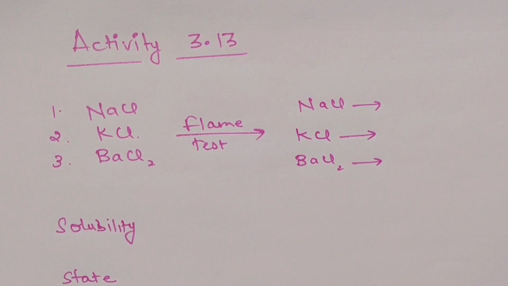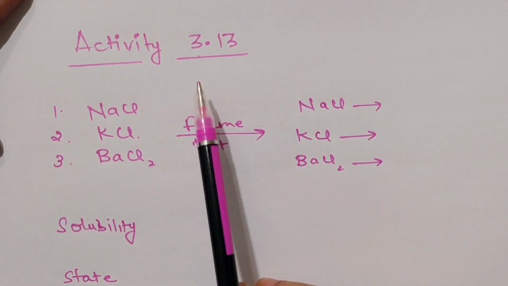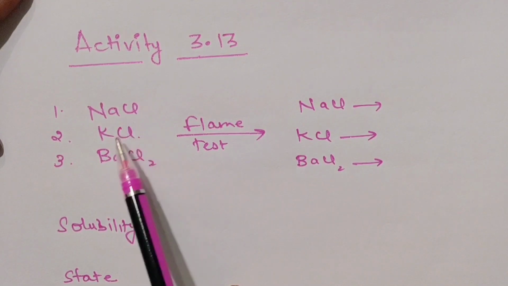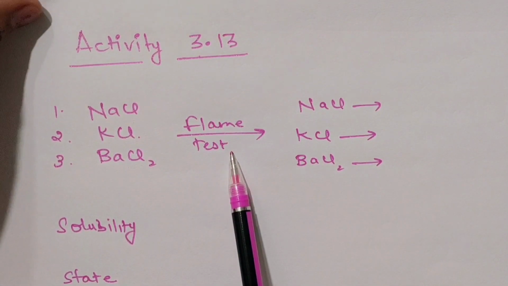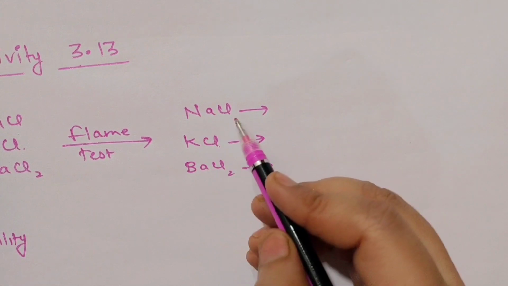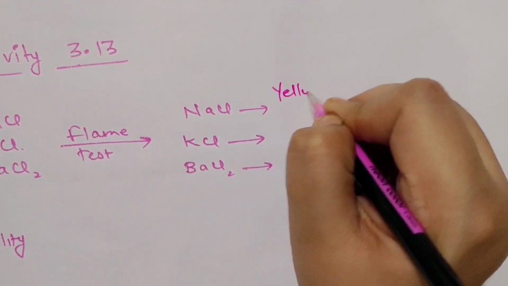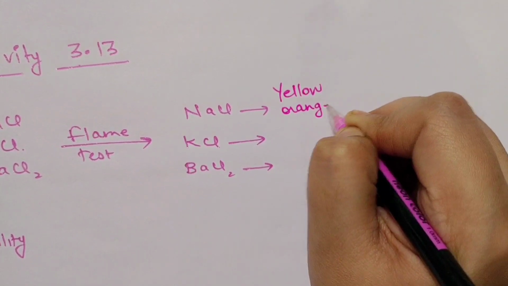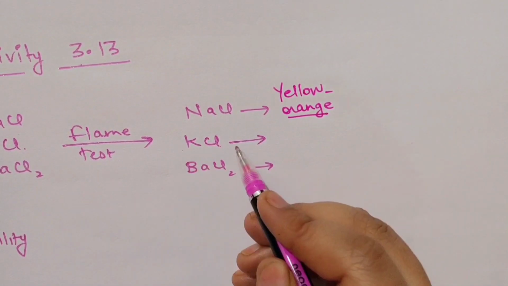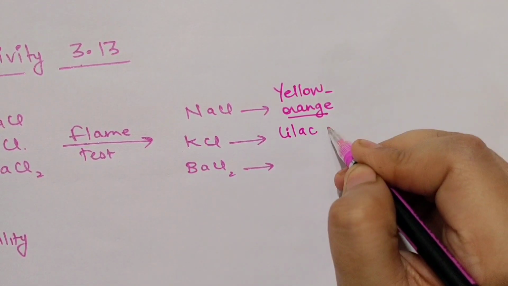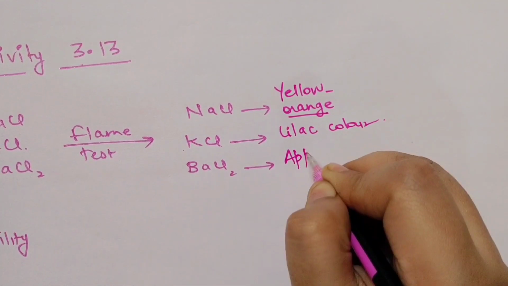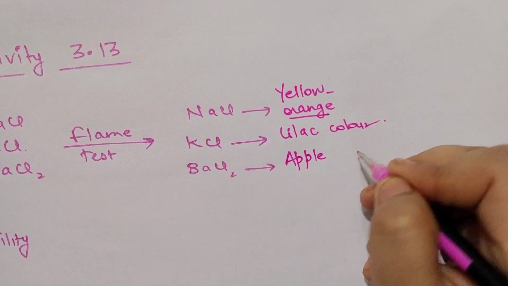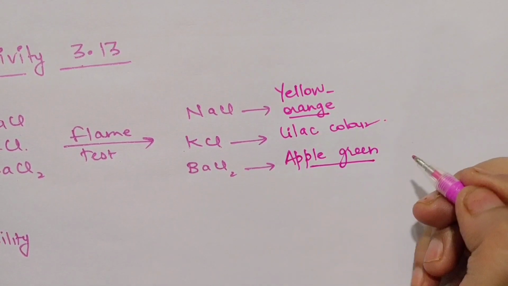Now that we have seen the formation of ionic compounds, let's now study their properties. Activity 3.13 talks about 3 ionic compounds: sodium chloride, potassium chloride, and barium chloride. We introduce these compounds into the flame and we observe the flame color. What we observe is that sodium chloride gives a yellow-orange flame. Potassium chloride gives a lilac-colored flame. Barium chloride gives an apple green or grass green color flame.